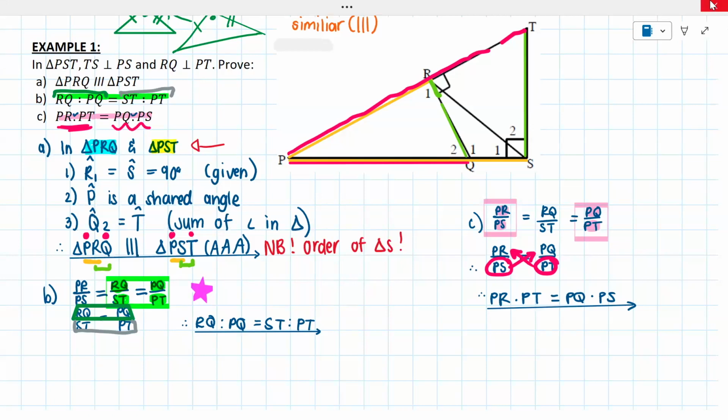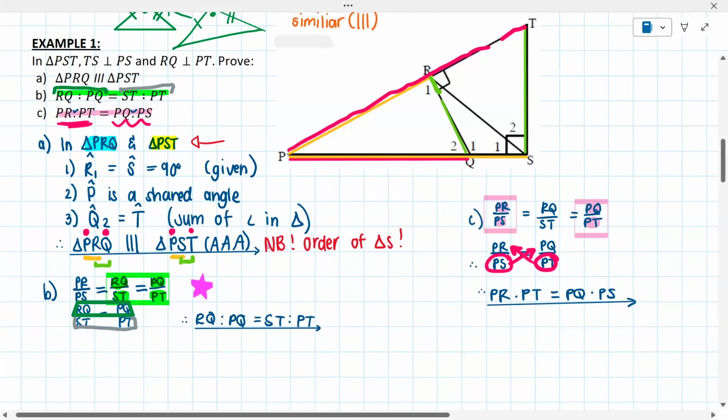Alrighty, now again, you can only set up those fractions if you have correctly put the order of your triangles. If the order of your triangles and similarity is wrong, then unfortunately the fractions that you're going to write down are nonsense. So we need to be very mindful of that.